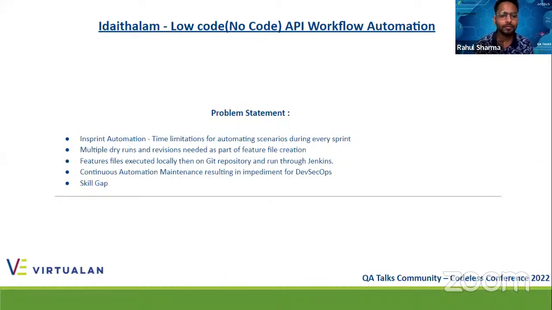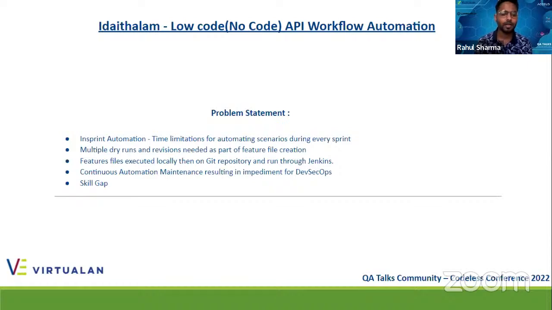The third one is the feature file executed locally, then Git. As I said, first you have to create the feature file manually, and once you get confidence that your feature files are working fine locally, you place your code in the Git repository, and then through Jenkins you execute that. But here with the Idaithalam tool, you can just write your test cases directly in Excel, and I'll come to that part, how you create the test cases in Excel. There is no dependency on an IDE, whether it's IntelliJ or Eclipse or anything. There is only one dependency, Excel. You can directly push your Excel to GitLab, and Jenkins can pick it up and execute your test cases.